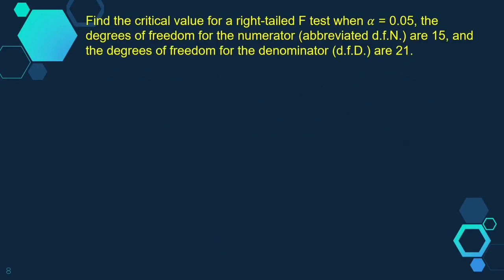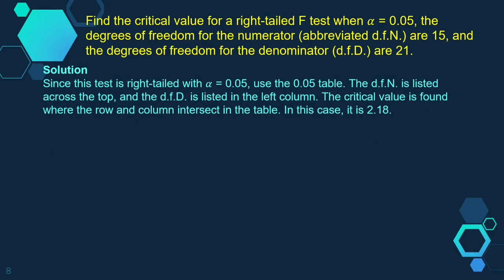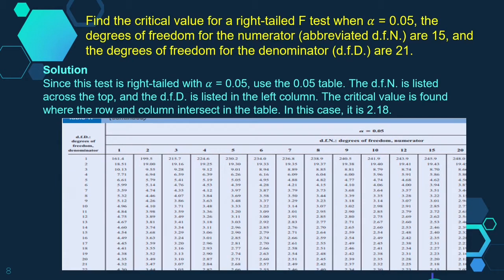To understand further, we will use the example in 9-12. And here is the example. Find the critical value for a right-tailed F-test when alpha is equal to 0.05. The degrees of freedom for the numerator, abbreviated DFN, are 15, and the degrees of freedom for the denominator, DFD, are 21. So here is the solution. Since this test is right-tailed with alpha equal to 0.05, use the 0.05 table. The DFN is listed across the top and the DFD is listed in the left column. The critical value is found where the row and column intersect in the table. In this case, it is 2.18.